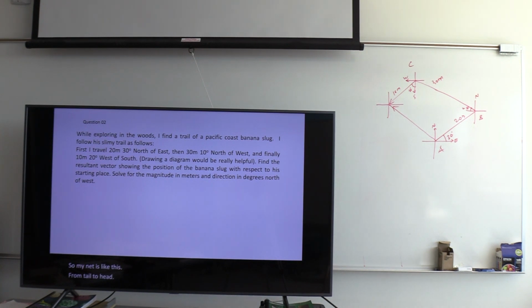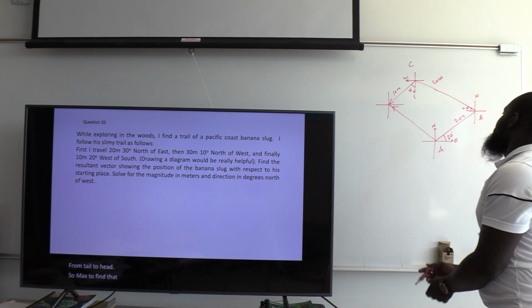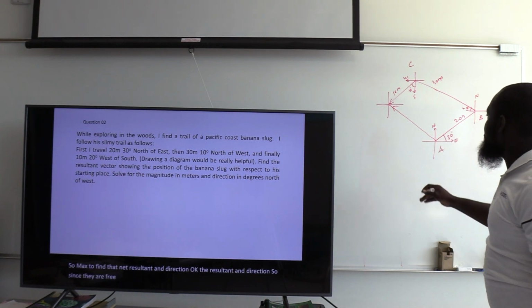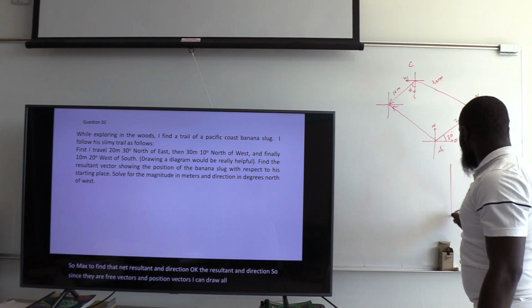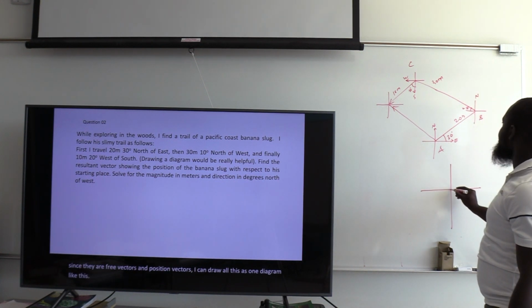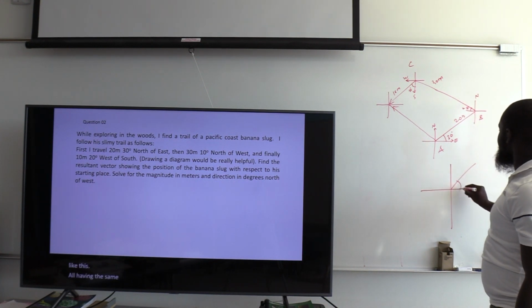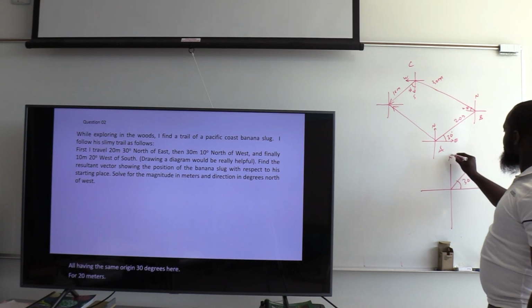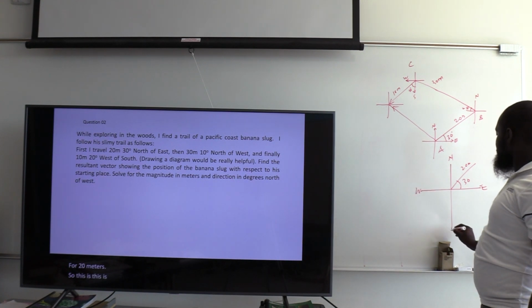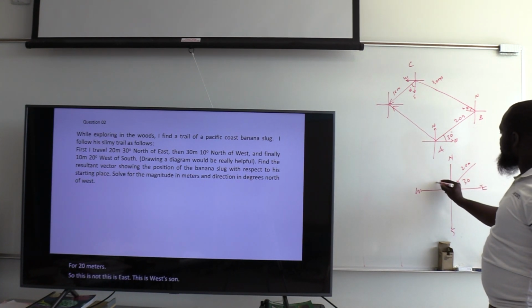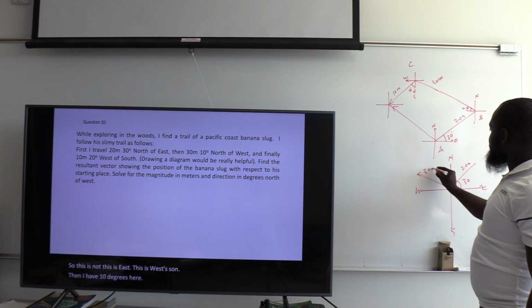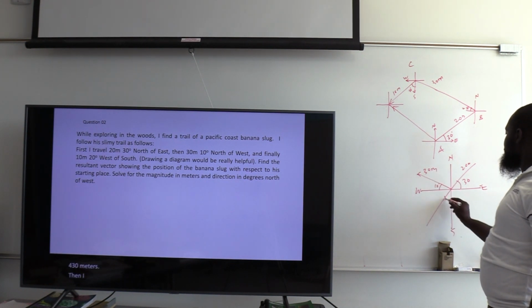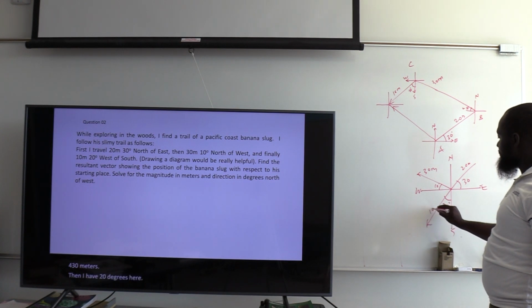So I'm asked to find that net, the resultant and direction. Okay? The resultant and direction. Since they are free vectors and position vectors, I can draw all this as one diagram, all having the same origin. 30 degrees here for 20 meters. So this is north, this is east, this is west, this is south. Then I have 10 degrees here for 30 meters. Then I have 20 degrees here for 10 meters.